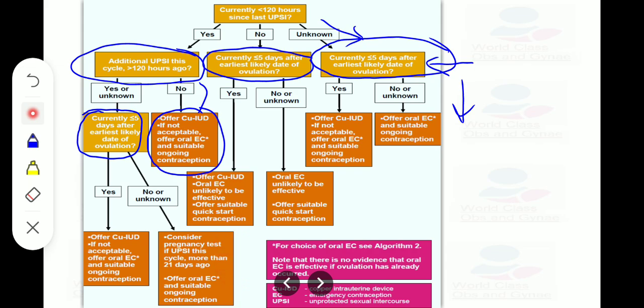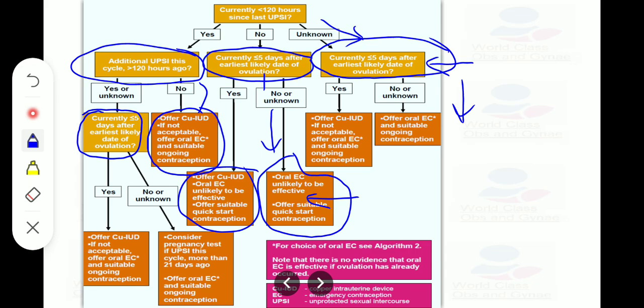Now coming to the middle part: currently she is less than 5 days after the earliest likely day of ovulation. In that case, offer a copper IUCD, because oral EC will not be effective. But if it is not known, or if she is not within the less than 5 days of the likely date of ovulation, then prescribe oral EC, unlikely to be effective. Okay, sorry, don't prescribe oral EC. Oral EC is unlikely to be effective. Offer the quickest suitable contraception method, like a copper IUCD.